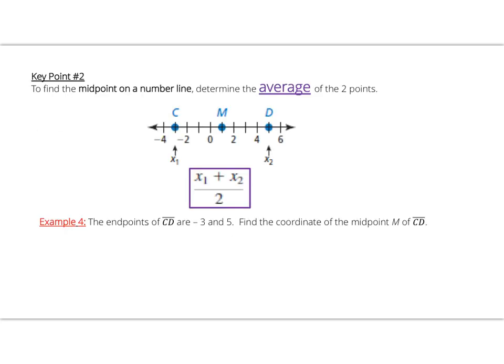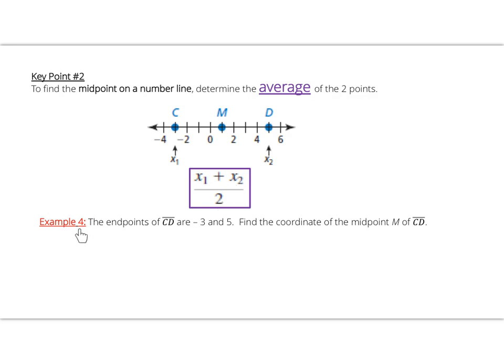Alright, key point number 2 is to find the midpoint on a number line. And we do this by determining the average of the 2 points. This is a single number line, so just x's. So you get an x1 coordinate for your endpoints and an x2 for the other endpoint. And we're trying to find the middle point. So we would add the two endpoint coordinates together and divide by 2.